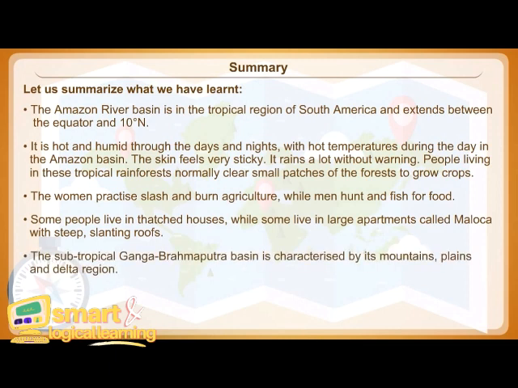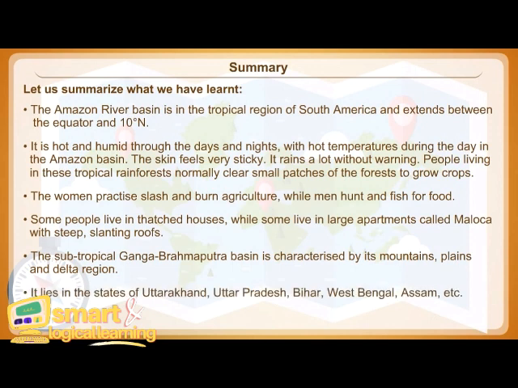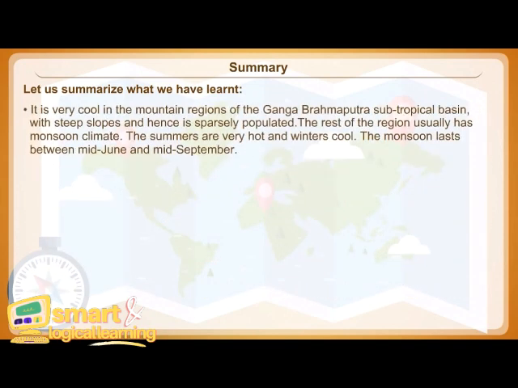The subtropical Ganga-Brahmaputra basin is characterized by its mountains, plains and delta region. It lies in the states of Uttarakhand, Uttar Pradesh, Bihar, West Bengal, Assam, etc. It is very cool in the mountain regions of the Ganga-Brahmaputra subtropical basin with steep slopes and hence is sparsely populated. The rest of the region usually has monsoon climate. The summers are very hot and winters cool. The monsoon lasts between mid-June and mid-September.